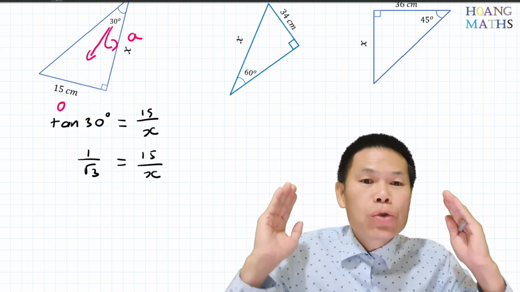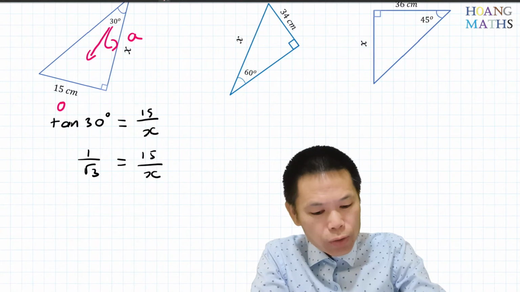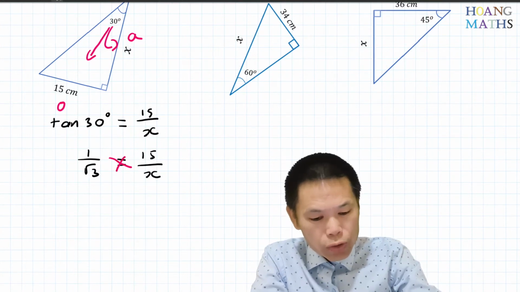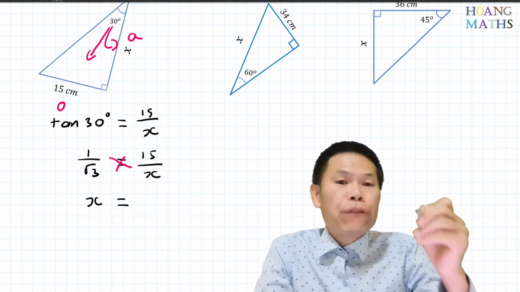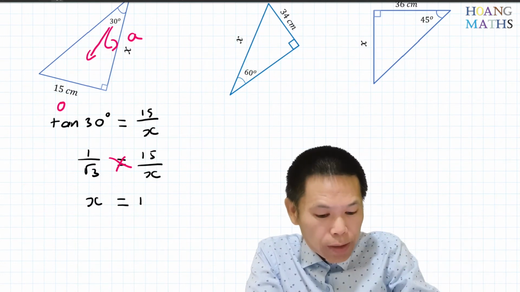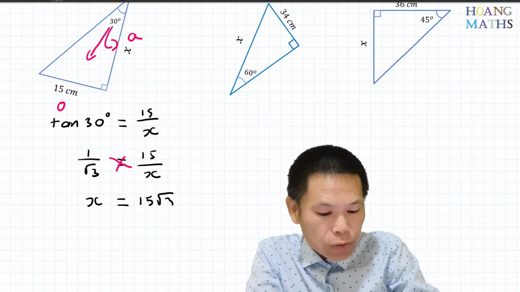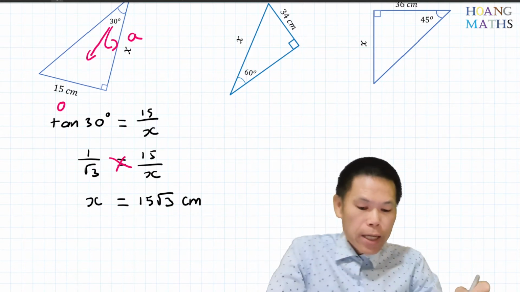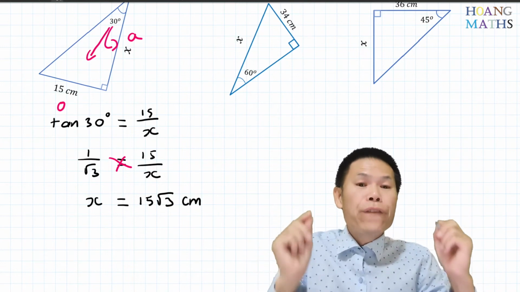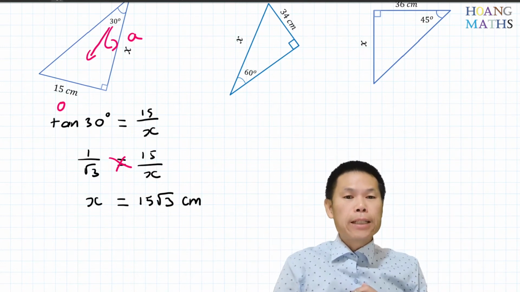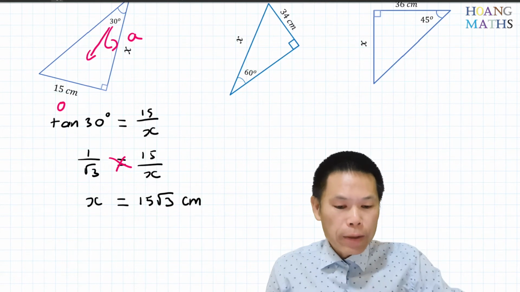So now I just do cross multiply. So 1 times x is x, and 15 times root 3 is 15 square root of 3. And don't forget the unit, okay? So the answer is x is equal to 15 root 3 centimeters. Second one.